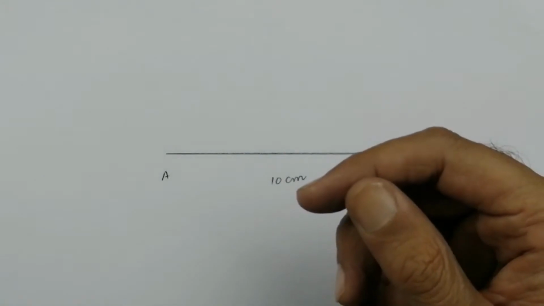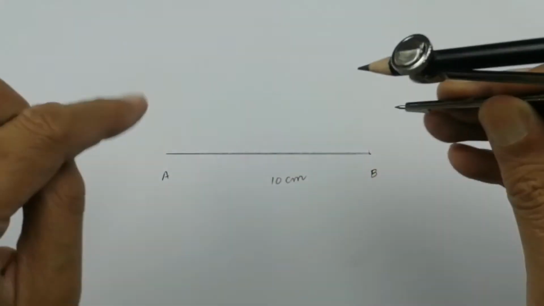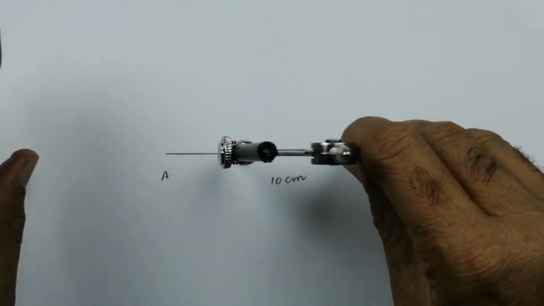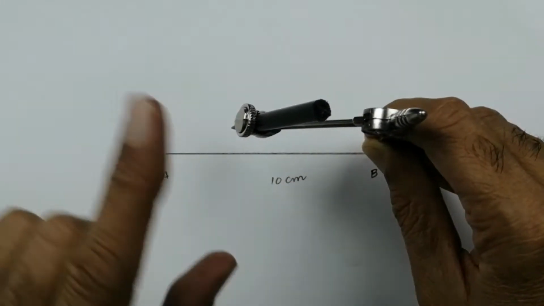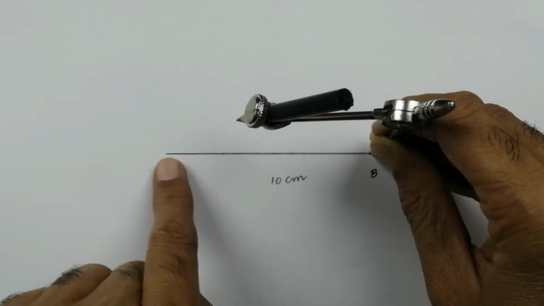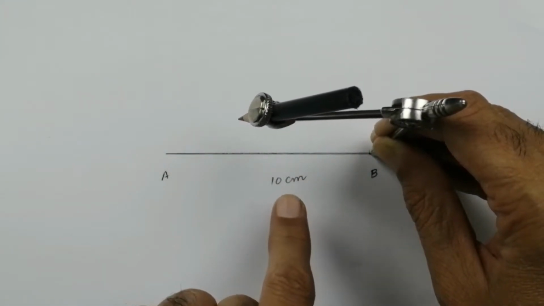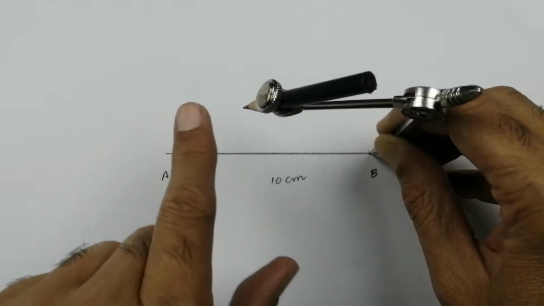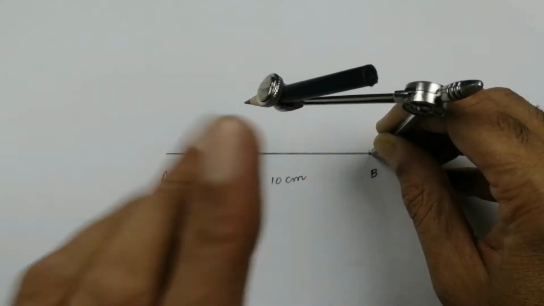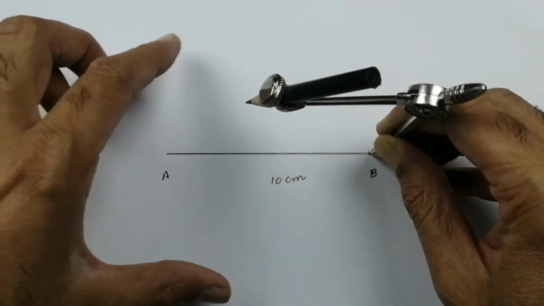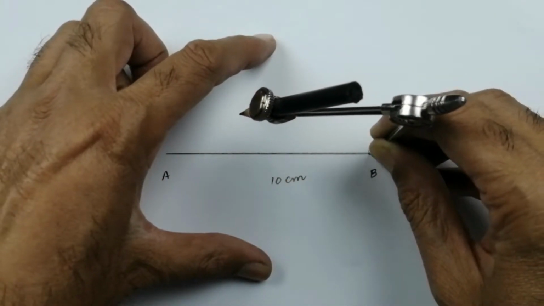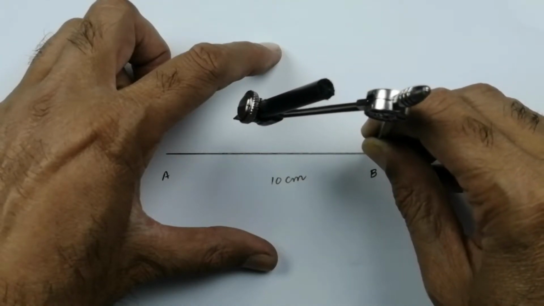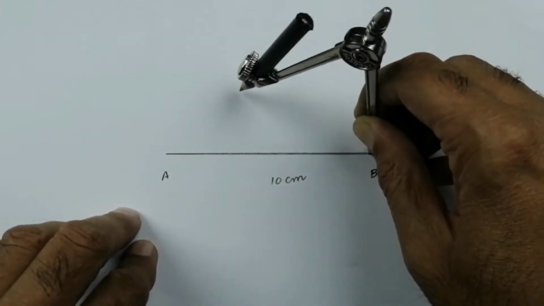First you will take your compass and open it more than half, of any length. It's not fixed, but it must be more than half. You draw a line of 10 centimeter, so your compass must be more than 5 centimeter, because if it is less than half, then when you draw two arcs, they will not intersect each other, right?